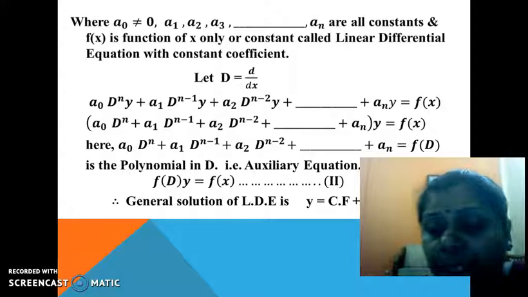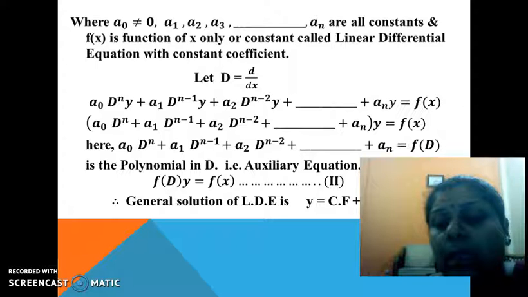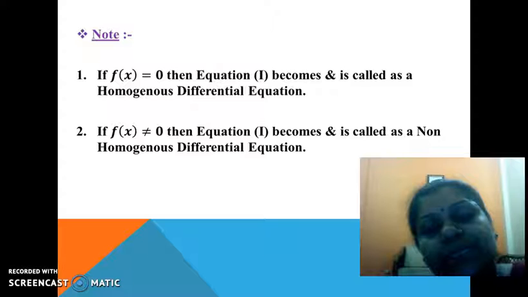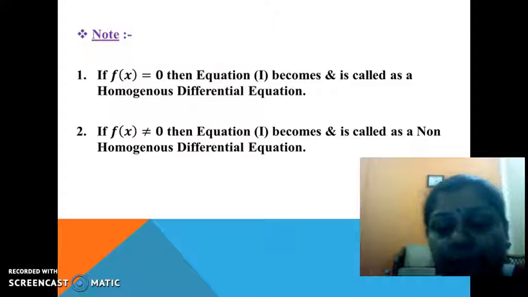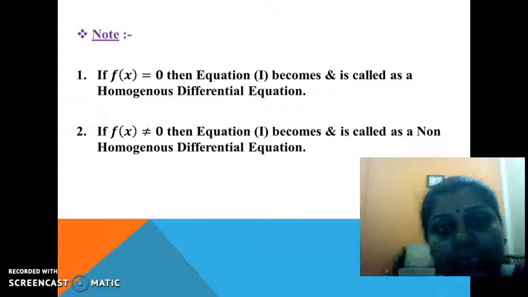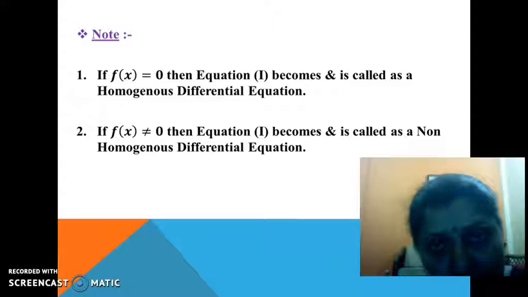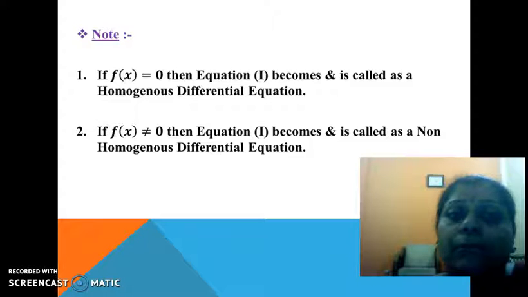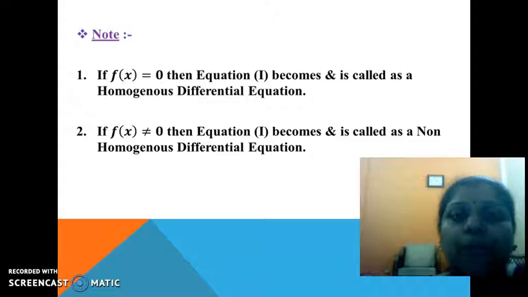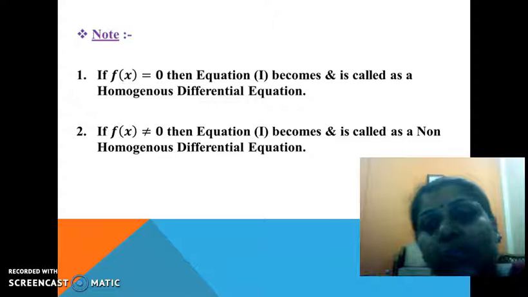And the most important thing: when f(x) is equal to 0, the given equation is called a homogeneous differential equation, and if f(x) is not equal to 0, then it is known as a non-homogeneous differential equation. Up to this part, we discussed how to define a linear differential equation, how to write its solution, and the difference between complementary function and particular integral.